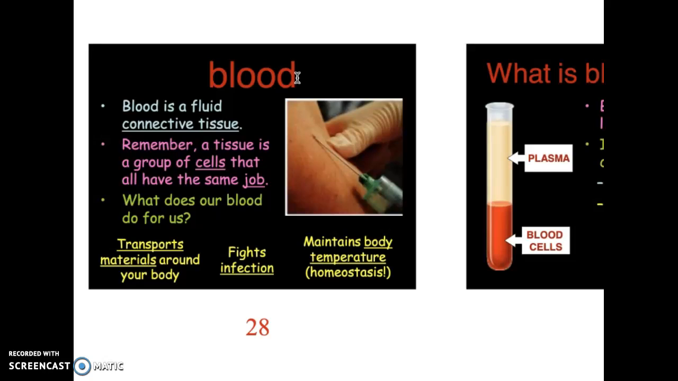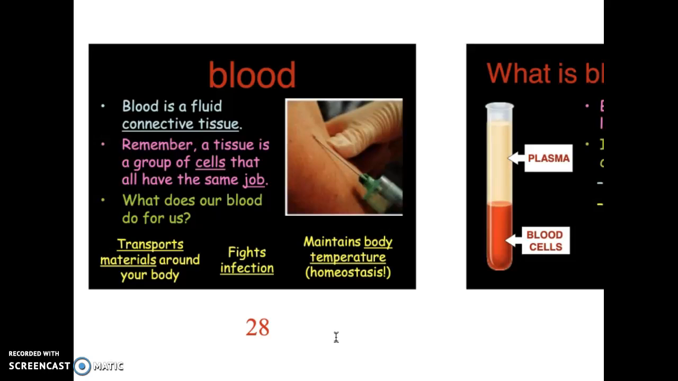Now, a tissue necessarily does not have to be a solid structure. If you guys remember, tissue is something that's made out of cells, right? And they all need to have the same job. Blood is exactly that. Blood is a tissue because it is created from a lot of cells coming together and they all have the same job. Now, you might be wondering, what exactly is the job? Well, it has several different functions.